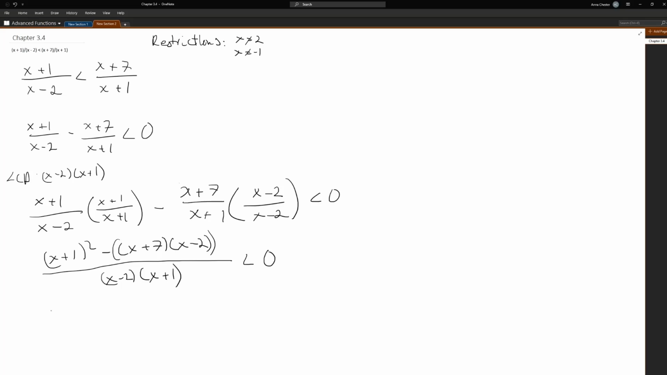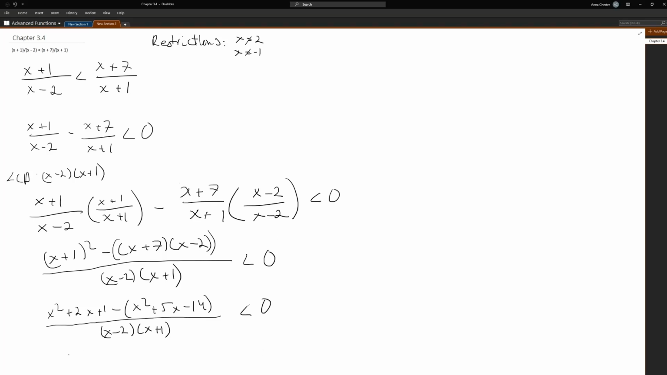For the top, what we get is x squared plus 2x plus 1, and then minus (x squared plus 5x minus 14), all over (x minus 2)(x plus 1). The reason why I'm not expanding the bottom is because we need to keep it fully factored to make our interval chart. So to fully factor the top, we have to expand it first, but we don't need to expand anything at the bottom because it's already factored. So again, smaller or equal to 0.